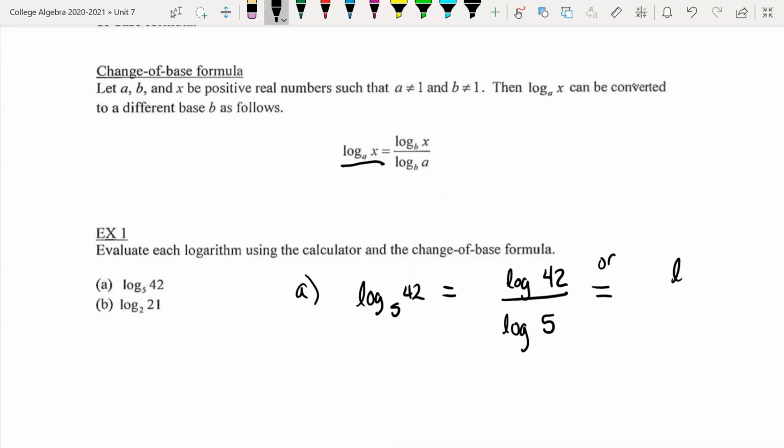Or you can also use natural log. That's the same setup, and they're both on your calculator. So when you do this, I would type it in, and you should get like 2.322, somewhere around there.